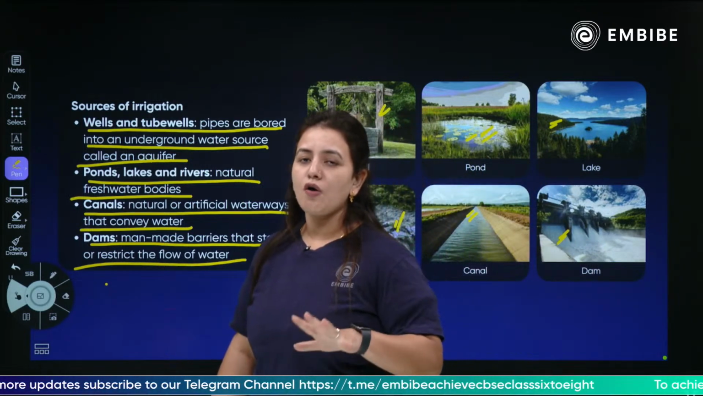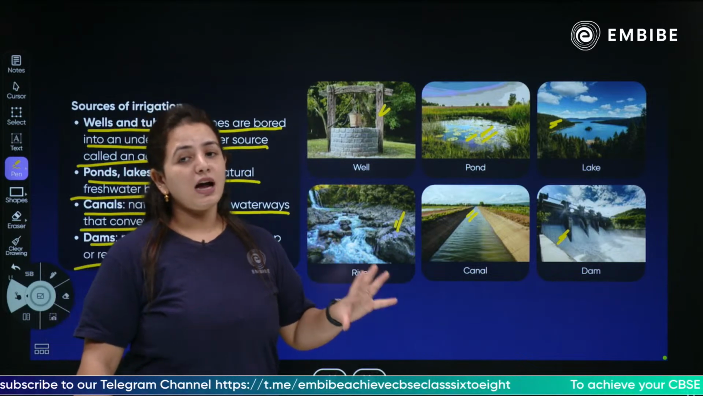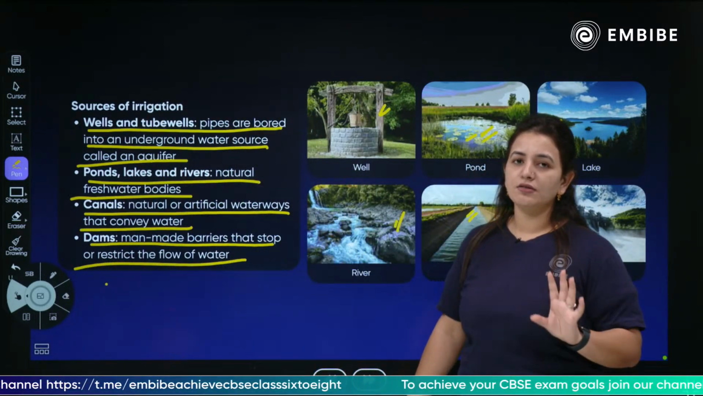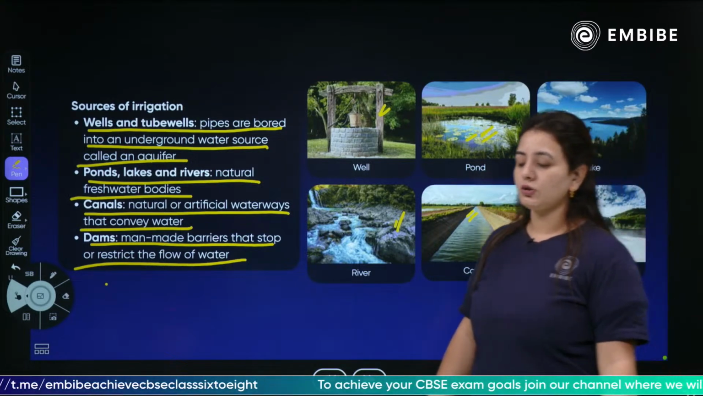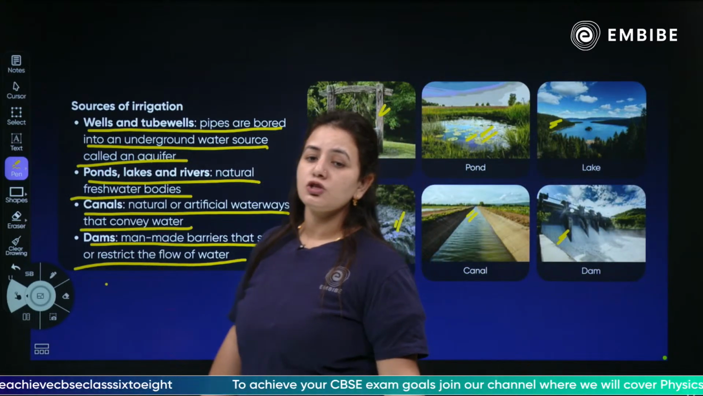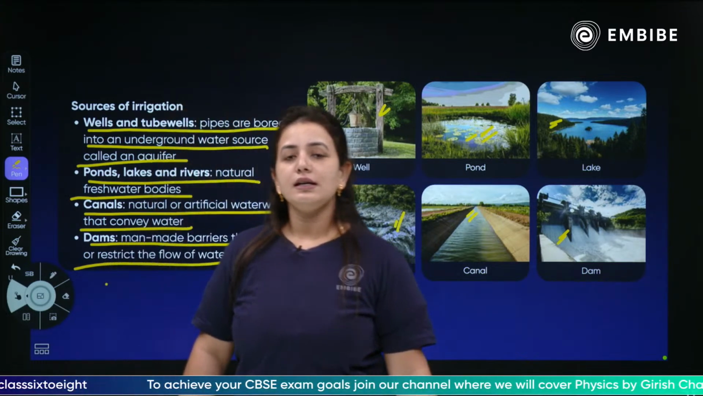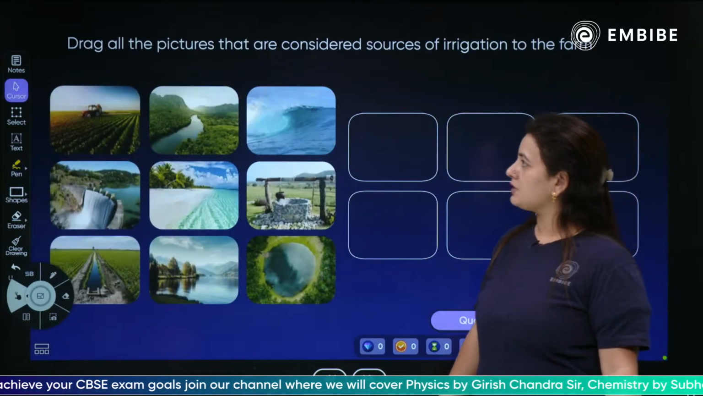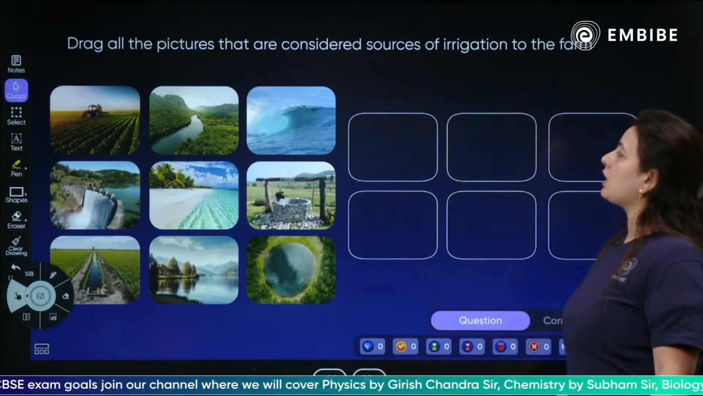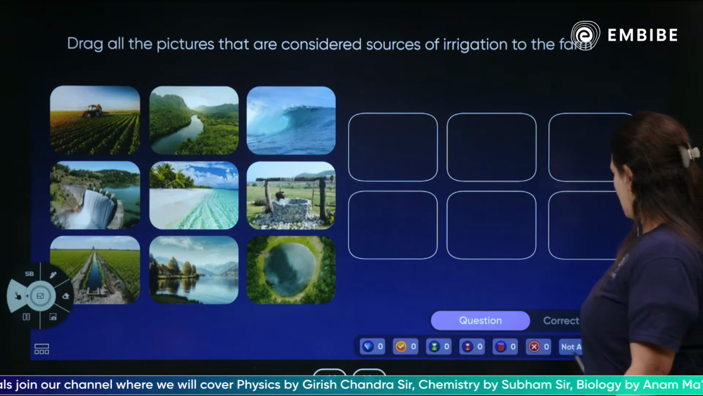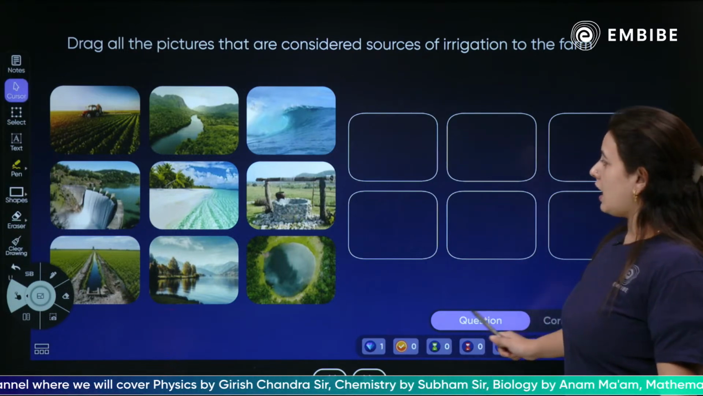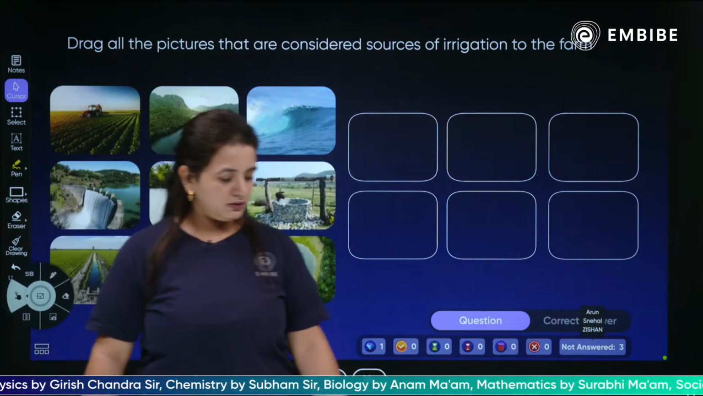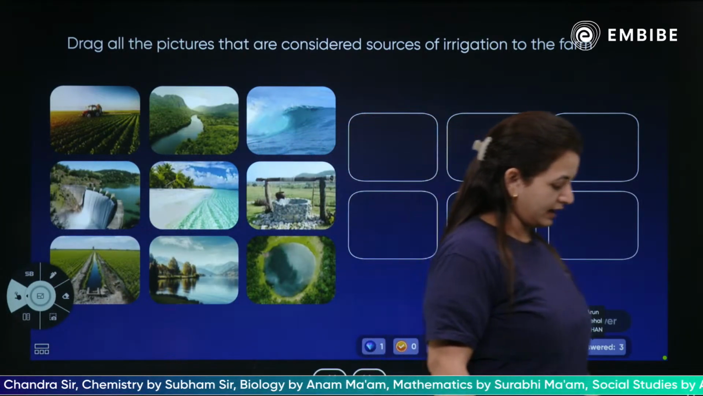These are the sources of water for irrigation, which are the wells. We have ponds, lakes, rivers, canals, and we also have dams. Clear? So these are the sources of irrigation. Next we have a question for you. Now drag the pictures that are considered to be sources of irrigation. Which among them, children, are the sources of irrigation? Now drag the correct picture quickly.